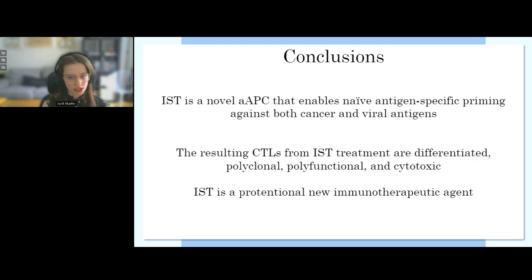So in conclusion, IST is a novel artificial antigen presenting cell that enables naive antigen-specific priming for both cancer and viral antigens. The resulting CTLs from these experiments show that IST is able to enable differentiated, polyclonal, polyfunctional, and cytotoxic CD8 T cells, and therefore IST is a potential new immunotherapeutic agent that can be a potential vaccine platform, enabling patients to preventively target either cancer antigens or viral antigens before they even see them.